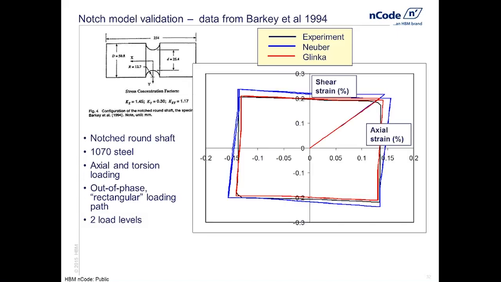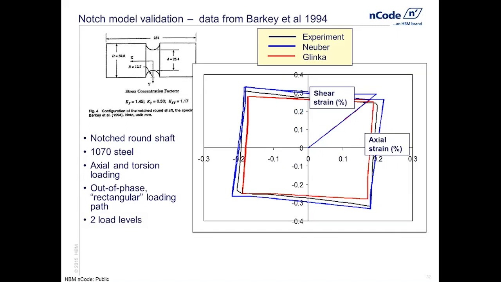So this is the first load level. The black line is the experimental load path. The red line is using Zhang-Sahitaglue and Glinka, and the blue line is using Zhang-Sahitaglue and Neuber. And you can see that they both do a reasonably good job of estimating the stress-strain response, with the Neuber method being a bit more pessimistic, as you might expect. That's just the same calculation, but done with a higher loading level. So that's just one example showing that it works quite well.